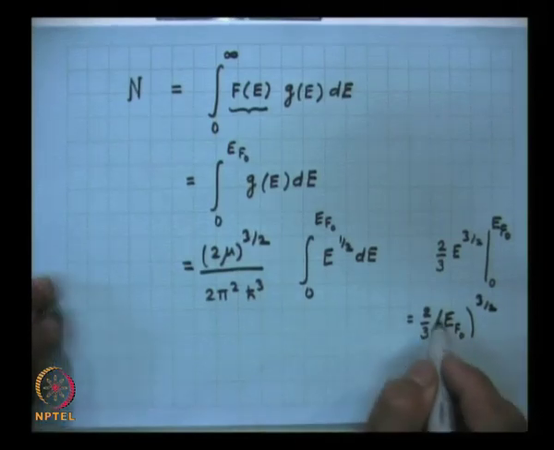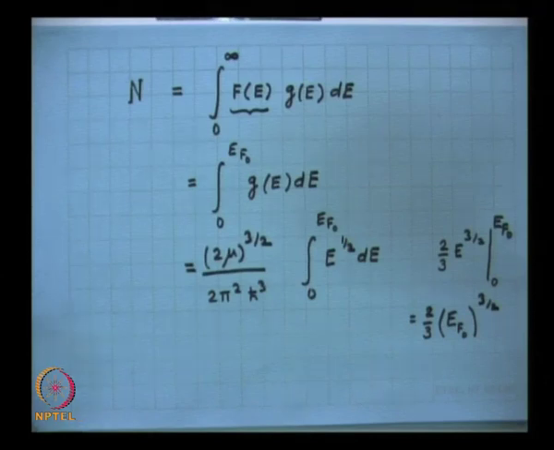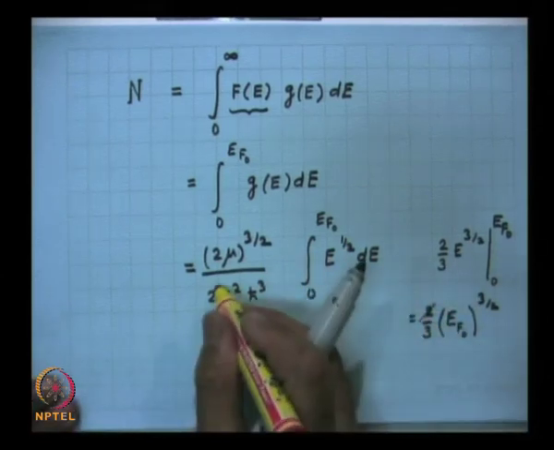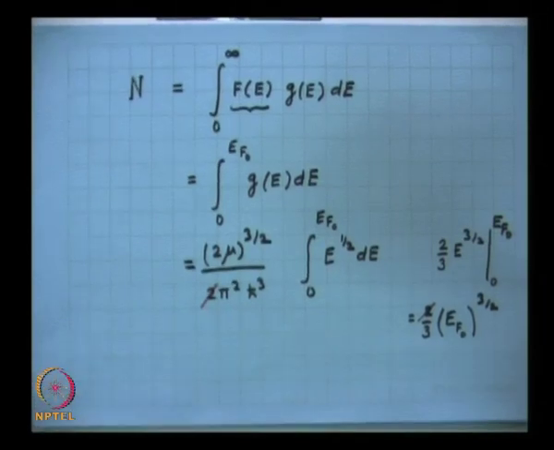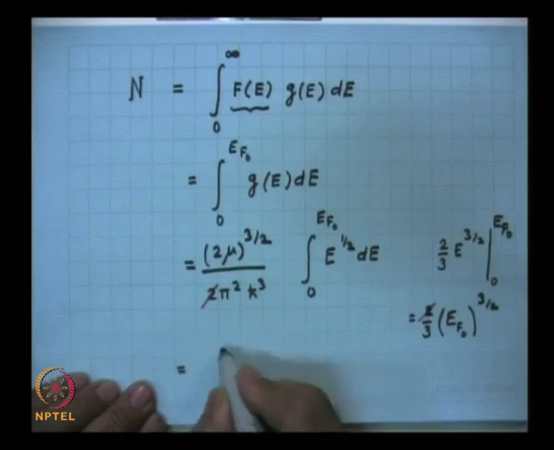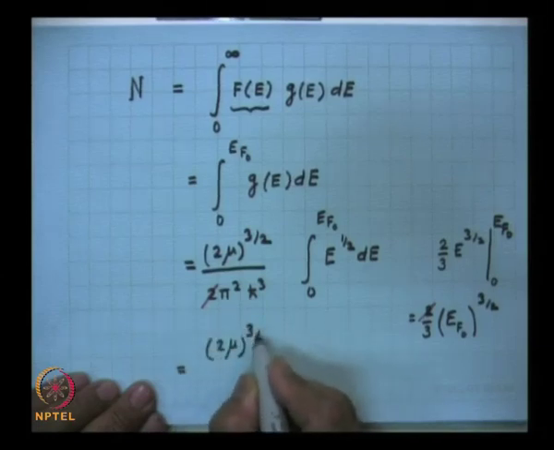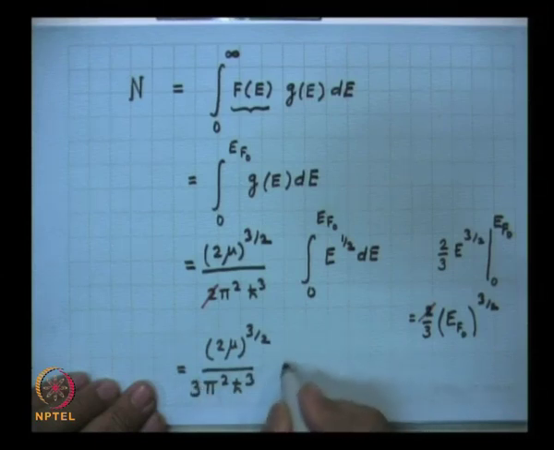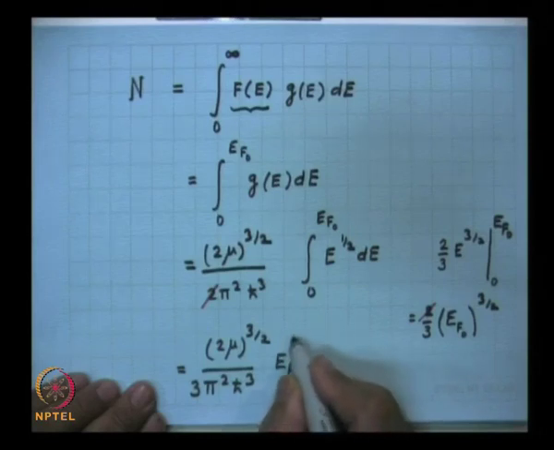So, this 2 will come here. So, this 2 will cancel out with this 2, and we will therefore obtain the expression 2 mu raised to the power of 3 by 2 divided by pi square h cross cubed multiplied by 3 E f 0 raised to the power of 3 by 2.